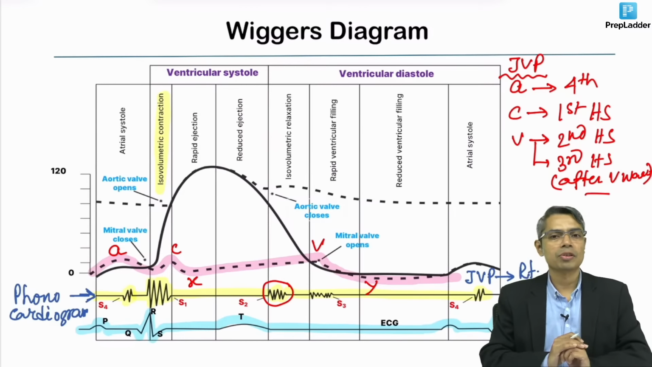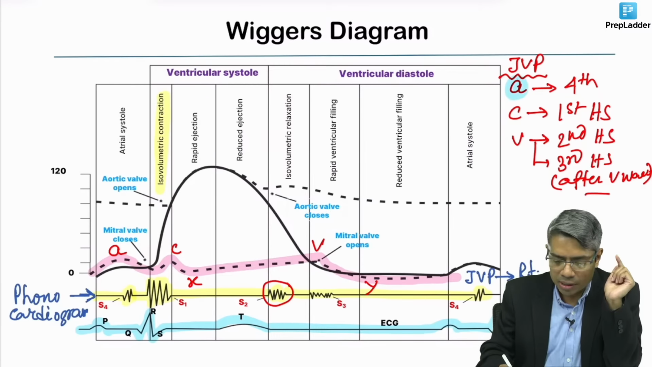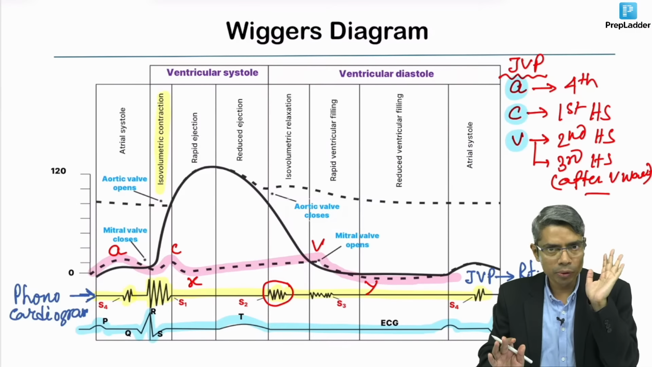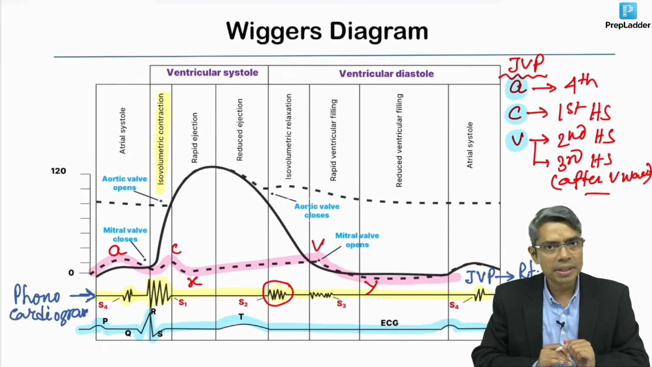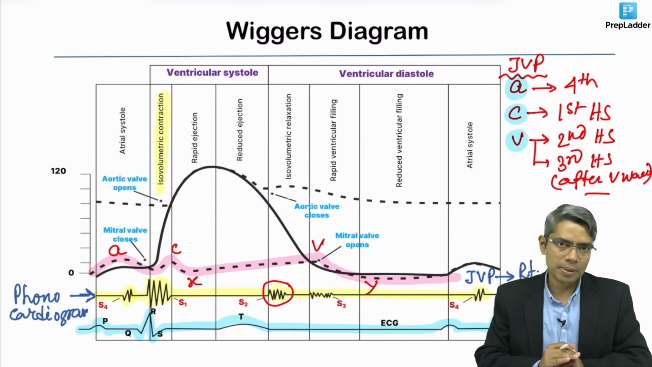Getting my point? So, we try to remember this. The A wave in the JVP produces the fourth heart sound, the C wave corresponds with the first heart sound, and the V wave with the second and third both, but before the peak of the V wave the second heart sound will appear, and after the peak, the third heart sound is going to appear.